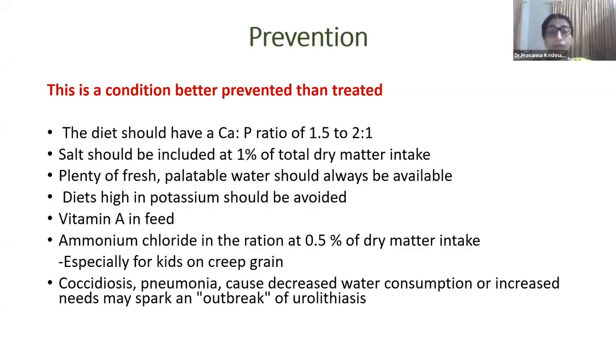kids on concentrate grains. And another thing is that you must avoid other conditions like coccidiosis and pneumonia. All these conditions can compel the animal to reduce water intake. So any condition that will reduce water consumption should be curtailed.